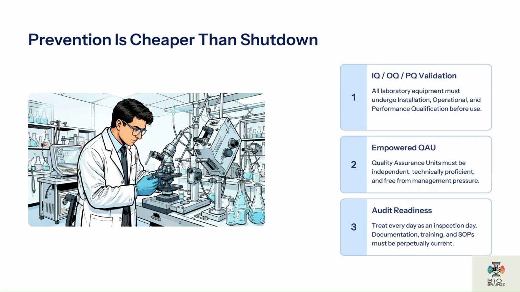The good news is that most compliance issues can be prevented. Validate equipment: all instruments should be properly qualified and calibrated before use. Strong QA team: the quality assurance unit should be independent and capable of identifying issues early. Stay inspection ready: organizations should maintain proper documentation every day.